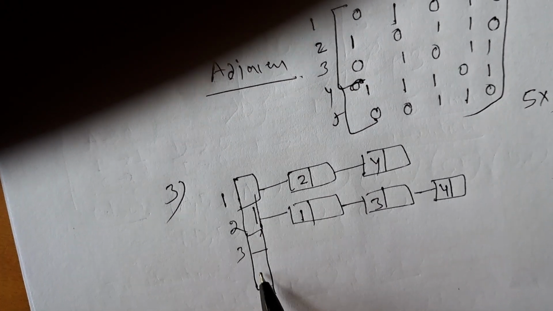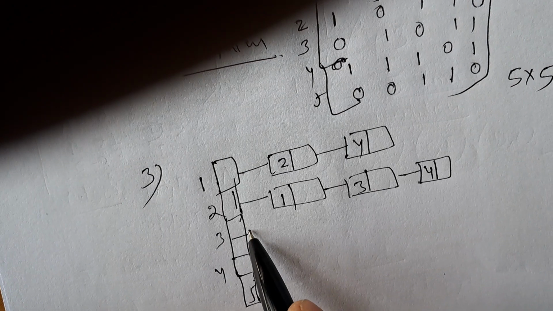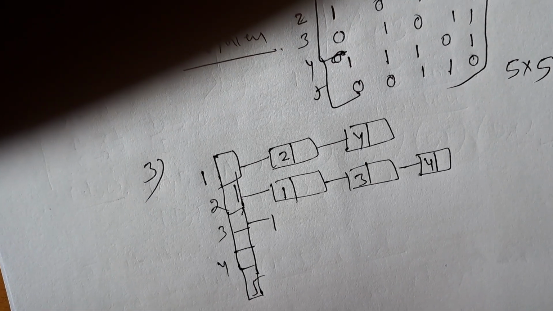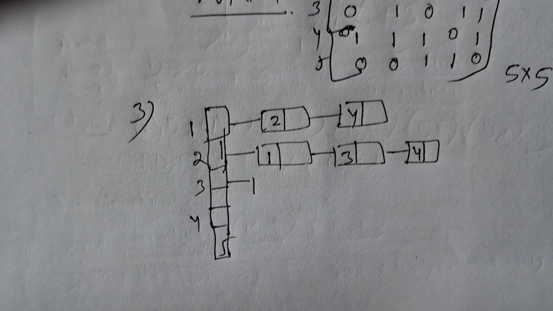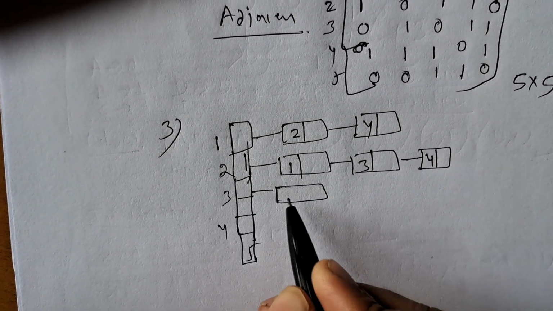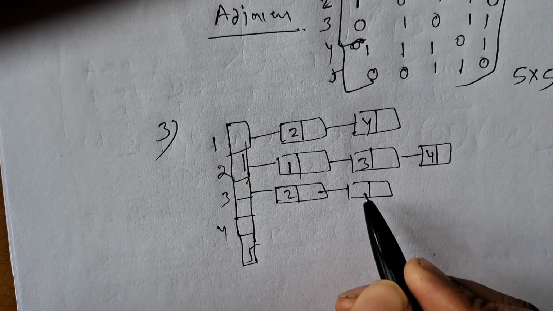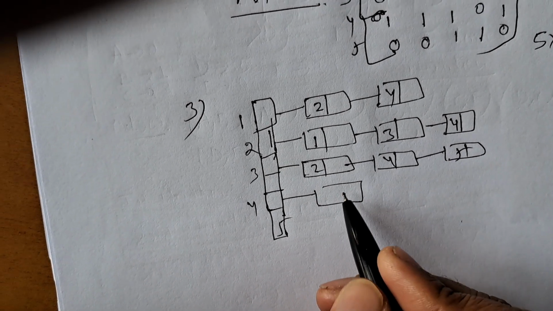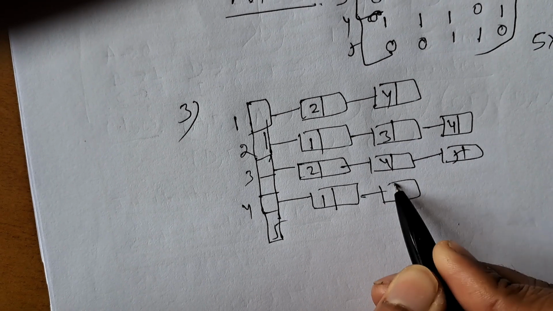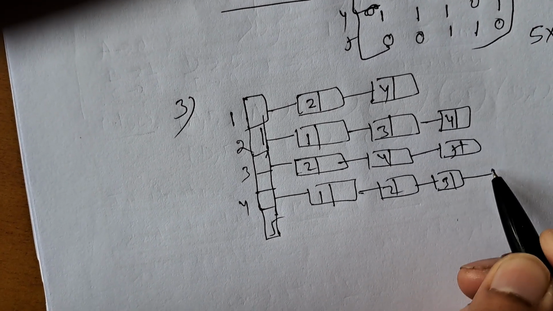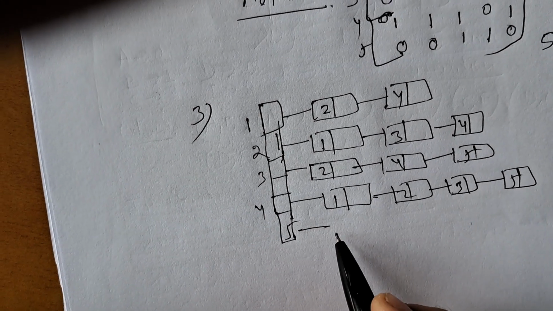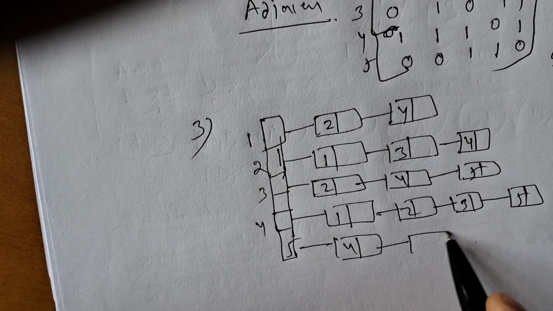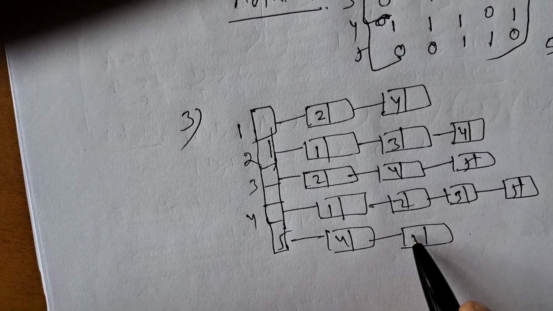Similarly for 3, similarly for 4, and similarly for 5. For 3 you can maintain it like this: 3 has a path with, let's say, 2, and then it has a connection with 4 also, and with 5 also. Similarly for 4 you could have a path to 1, a path to 2, a path to 3, and a path to 5 also. Similarly for 5 you have a path to 3 and 5 to 4 also.